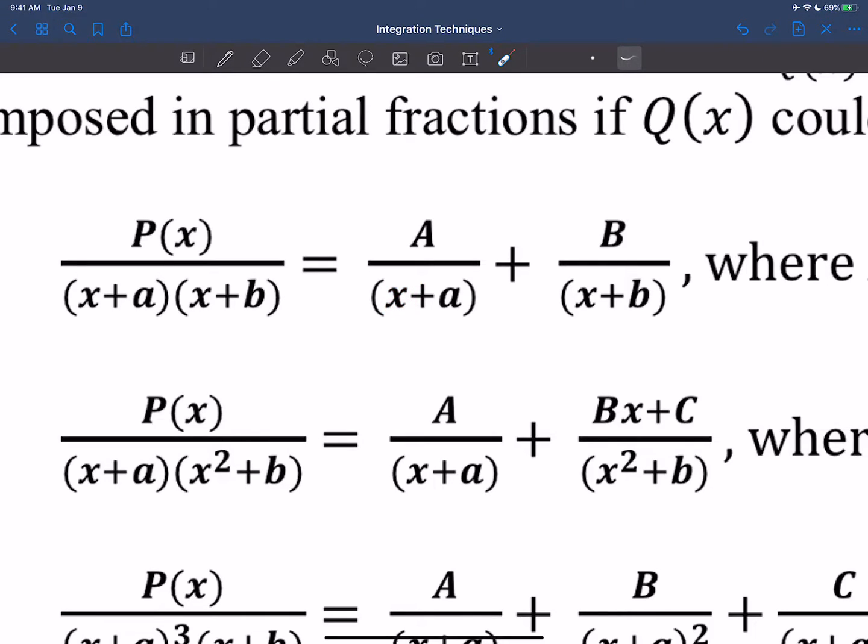The numerator has to have a degree less than that. So what's less than 1? It's 0. So a 0 degree polynomial is just a constant on top. So whenever you have a linear factor, you're going to have a constant in the numerator. Same thing goes here. You have a linear factor, and a constant on the top.